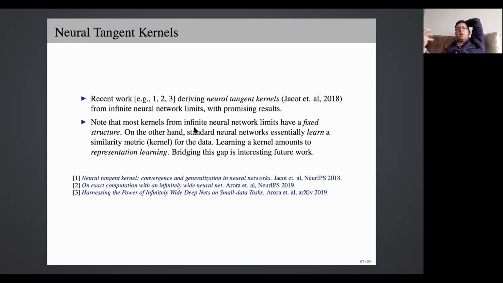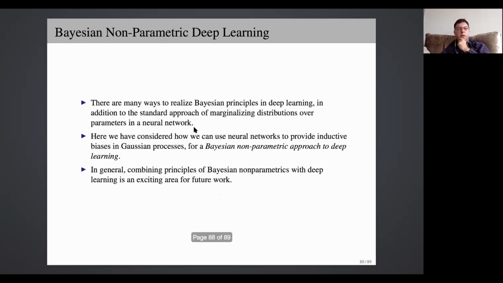I think an interesting direction for a lot of these infinite limits corresponding to various kernels, like neural tangent kernels, would be doing some kind of kernel learning. We emphasize that when we're training a neural net, we're basically learning a kernel. And so in many cases, the kernels we get from these limits are fixed. And I think this is actually a very exciting direction for future work, thinking about how to do representation learning, kernel learning, and those kinds of frameworks.